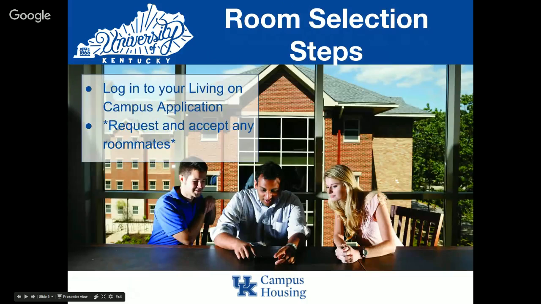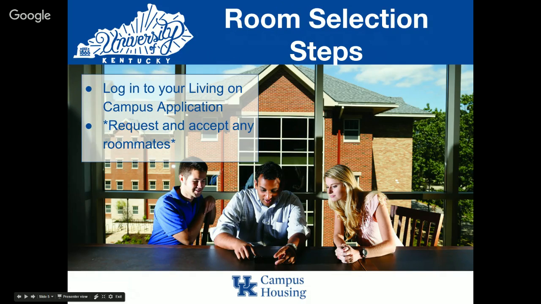So we're going to talk about the room selection steps. You're going to get your email. It's going to tell you when your time slot is. You'll go ahead and log into your Living on Campus application. You'll be able to go back to your application in your My UK portal, just like you did earlier this year or maybe last fall, to apply to live on campus. And there's going to be a new section there for you to participate in room selection.